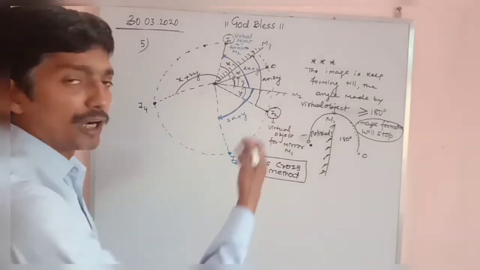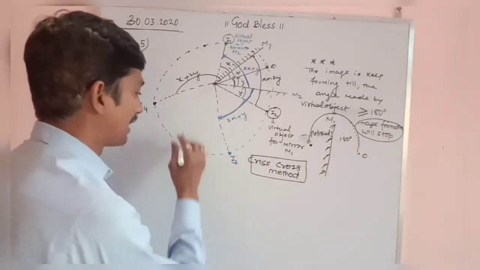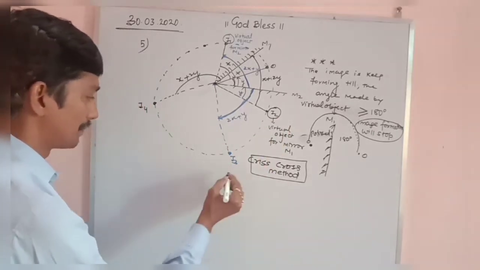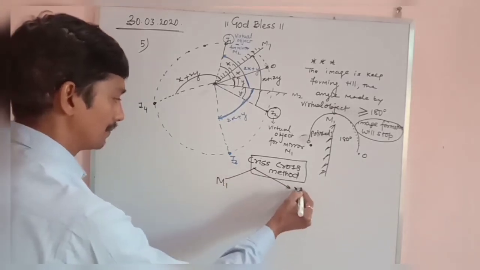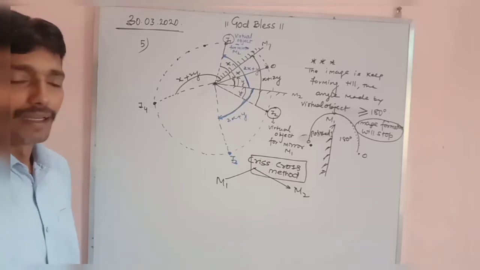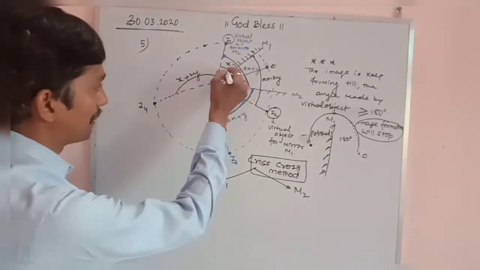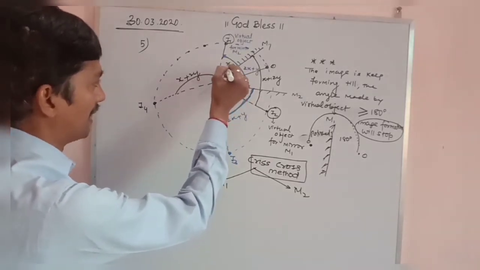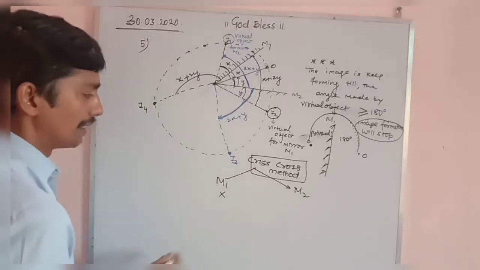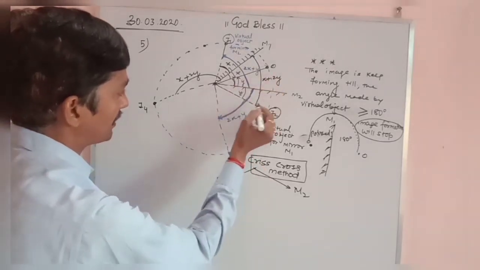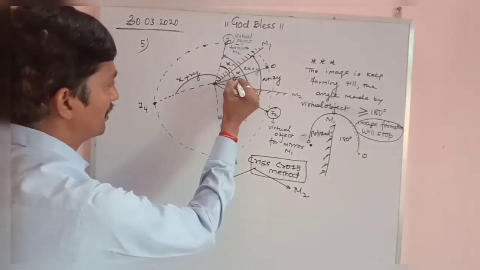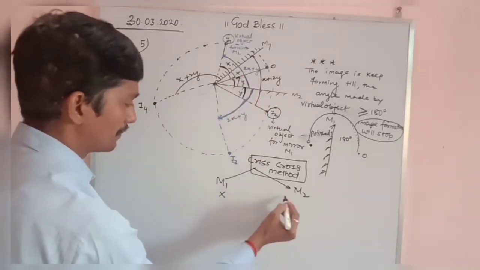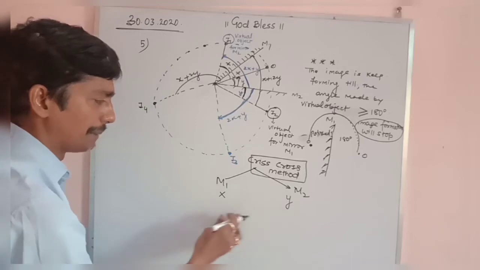Now what is the crisscross method? Look at it. For example, I have taken the mirror M1 and the mirror M2. Right? Let mirror M1 form the first image at what angle? X. Mirror M2 forms the first image at what angle? You can see here, the object is at Y. Image forms at Y. This is the first image.